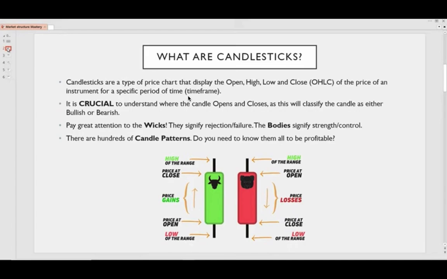So in trading, it's very important for you to understand candlestick open and close. You need to study these candlesticks very well. Pay attention to the wick. The wick tells you the failure or the rejection of the candlestick in a zone, either a trend line, support and resistance, or supply and demand. The body tells you the strength and the control.